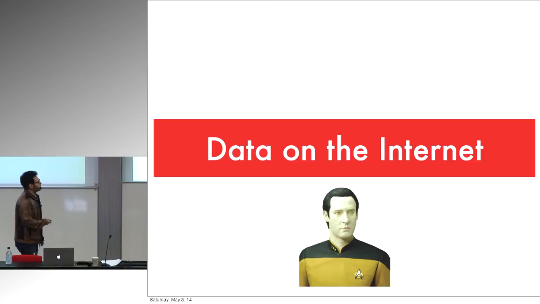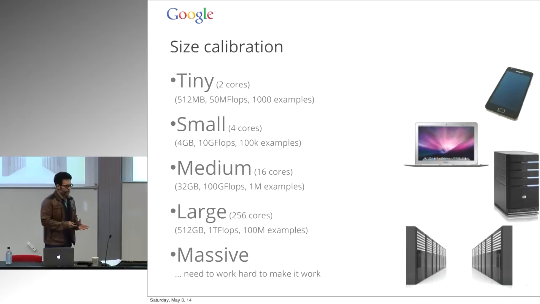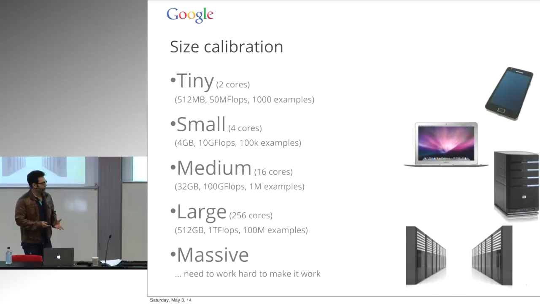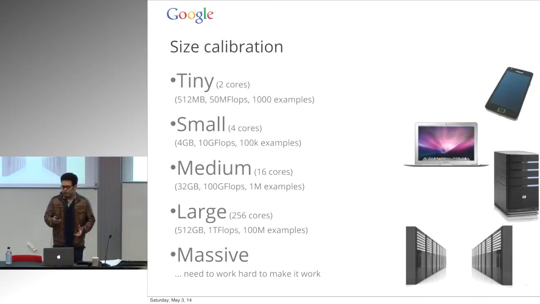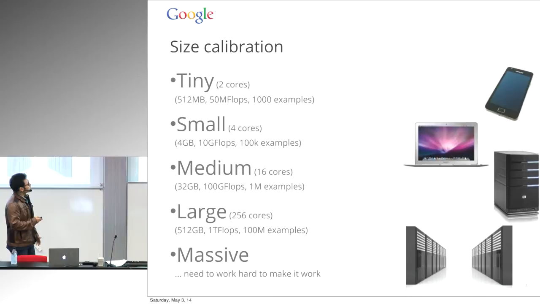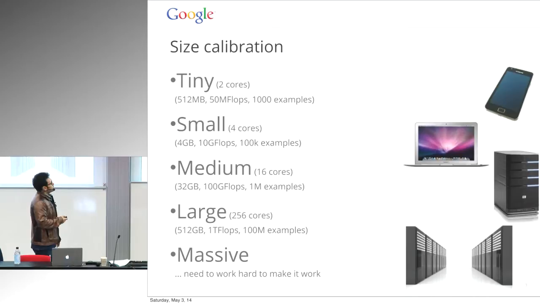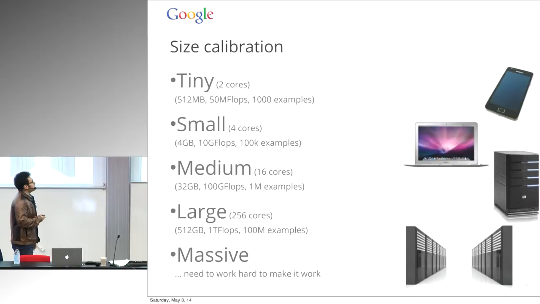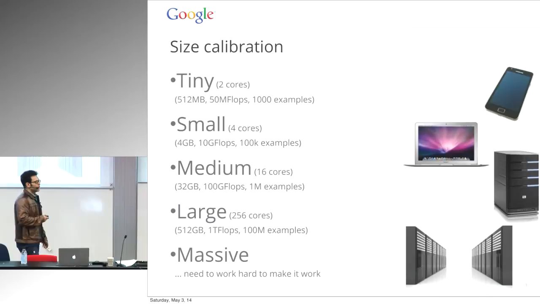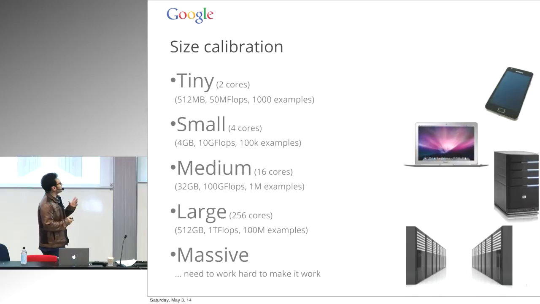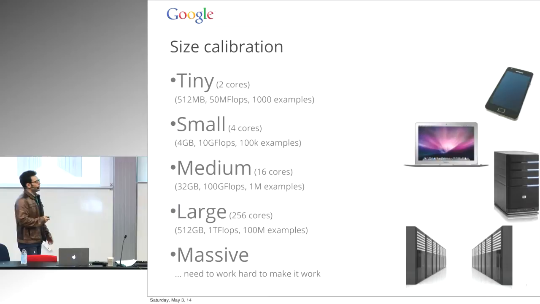First, let's do a calibration, because everyone says big data, but people mean different things by it. When I was in grad school, working with 10,000 or 20,000 examples was big data for me. But just to calibrate on the sizes we are talking about today: tiny data is probably your phone. It has 2 cores, probably 0.5 gigs of RAM, a 50 megaflops processor, and can probably process in the scale of 1,000 examples. If you go a little bigger, your laptop has 4 cores and 4 gigabytes of RAM, and you can probably process 100,000 examples. And if you go fancier, a desktop which has 16 cores and 32 gigabytes can probably process data on the medium scale of about 1 million examples.